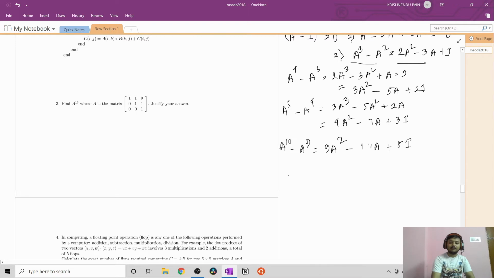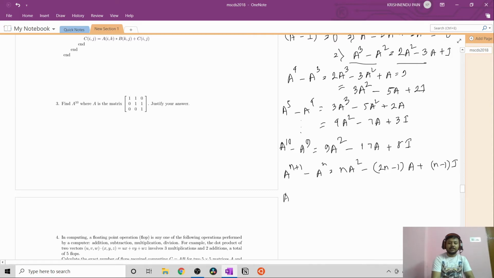How can we do this? Because this is the trend, like A to the power n plus 1 minus A to the power n equal to n square minus 2n minus 1 A plus n minus 1 I. Now if we add these terms like A cube minus A square, A to the power 4 minus A cube, A to the power 5 minus A to the power 4, and so on, and last A to the power 10 minus A to the power 9 equal to this.